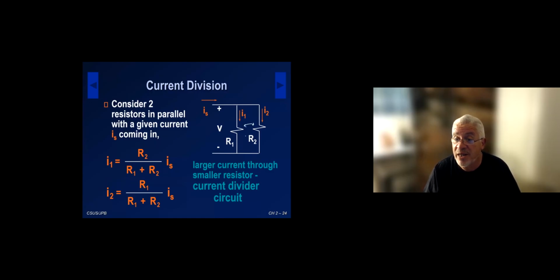The parallel combination of R1 and R2 would be R1 times R2 divided by R1 plus R2. Once we get the equivalent resistance, then we can get the voltage V. V would be the equivalent resistance multiplied by RS. And once we have V, we can get I1 by taking V divided by R1, or we can get I2 by taking V divided by R2, because we recognize that the parallel combinations share the same voltage.